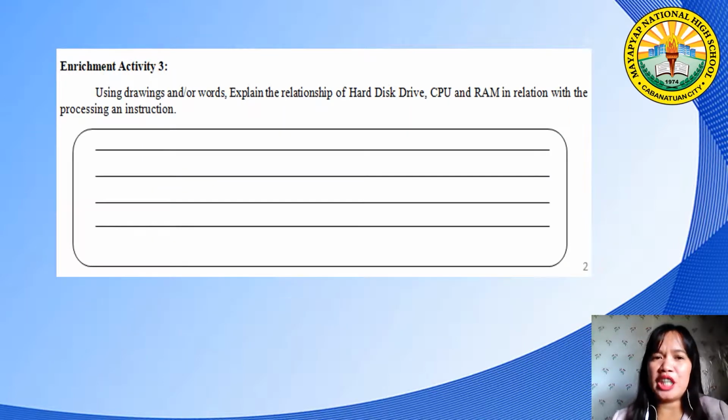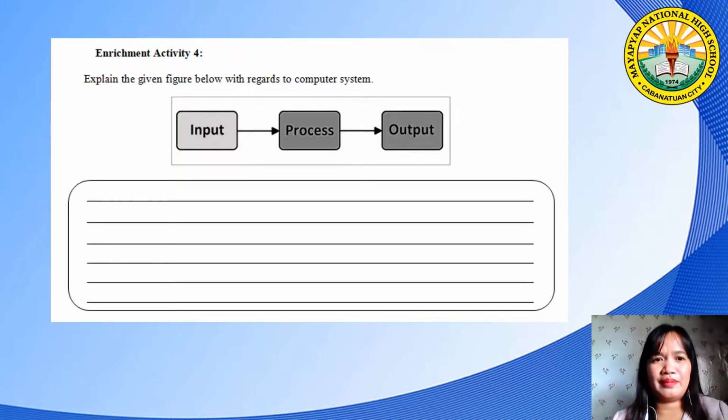For enrichment activity 3, use drawing and or words. Explain the relationship of hard disk drive, CPU, and RAM in relation with the processing and instruction. For enrichment activity 4, explain the given figure below with regards to computer system. The input, process, then output.